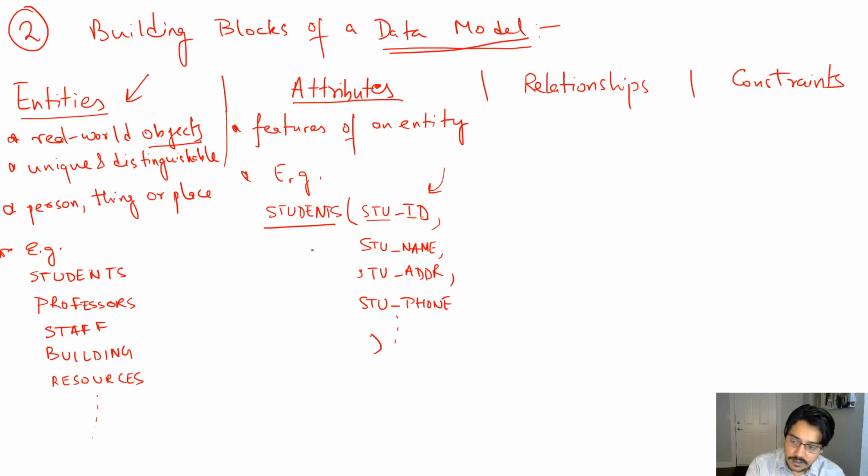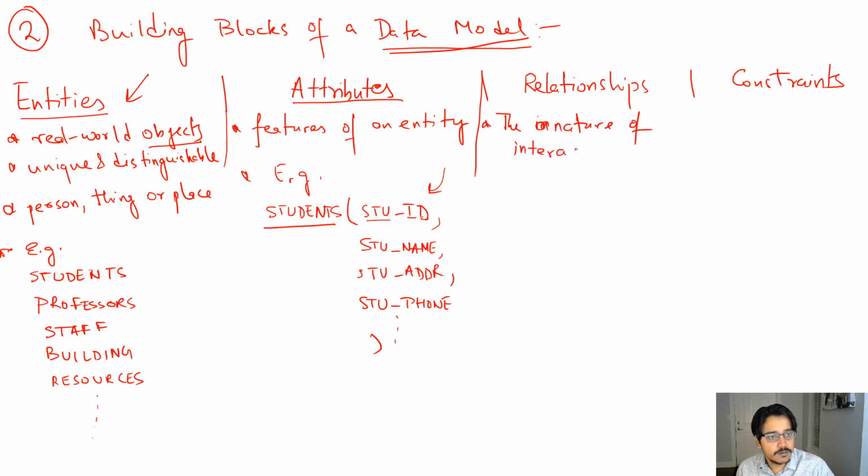So after entities, we have relationships, right? Which is the nature of interaction between entities. Okay. So of course, not all entities will interact with each other, but most of your entities will have some level of interaction with each other.